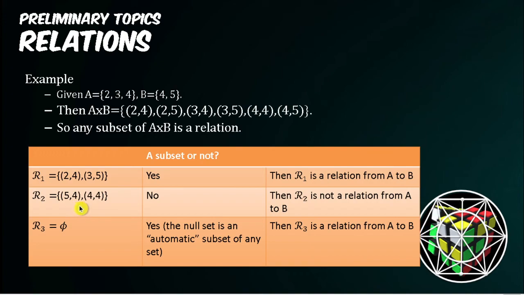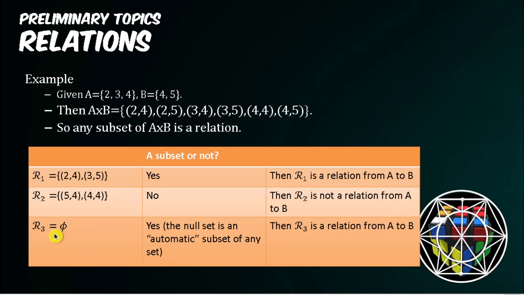Another subset, but we check if it's indeed a subset of A cross B. Bakit? 5, 4. Meron bang 5, 4 dito? Wala. 4, 5 ang meron. Pero yung nakalagay dito ay the ordered pair 5, 4. So, the answer is no. It's not a relation from A to B. It's a relation siguro from some set to another, but we do not know what set that is. No, it's not a relation from A to B.